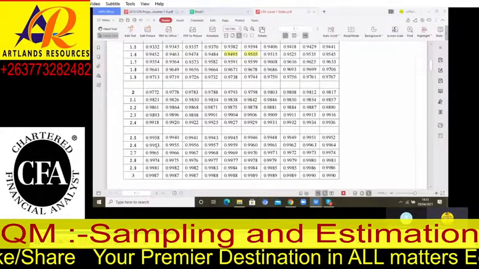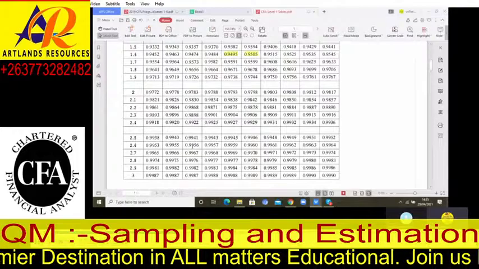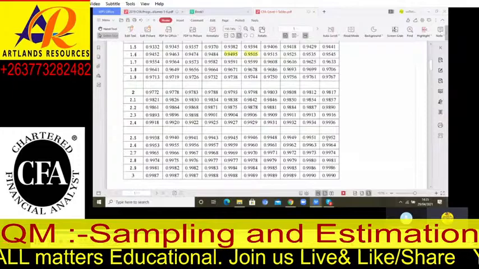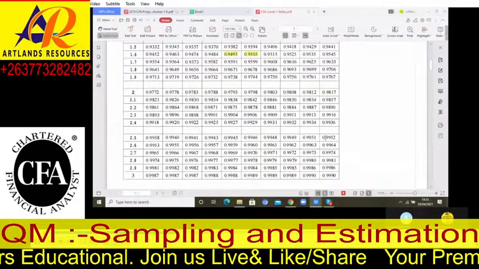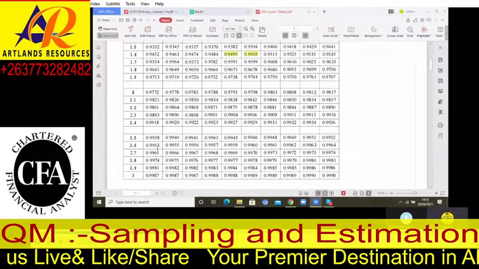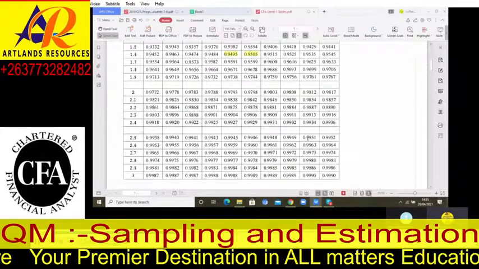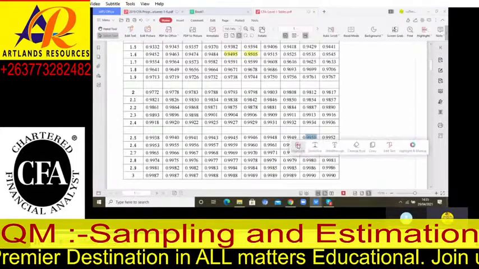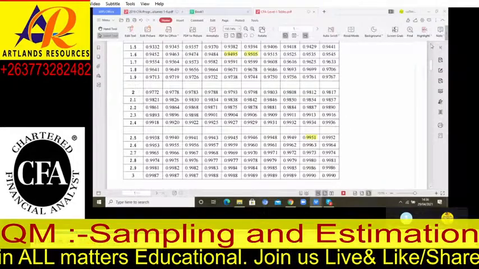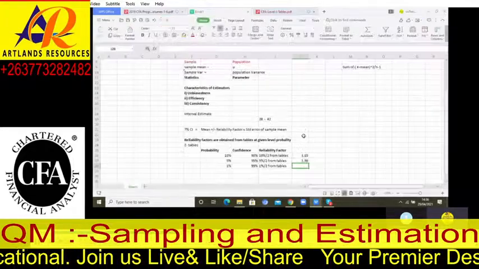995. A number which is close to 995. This is 9953, 9955, 99. Oh, we are actually moving away from 995. So it's either 9952, 9953, or 9951. This one, 9951, I'm sure is close. So you are looking at 2.58. That would be the reliability factor, 2.58.